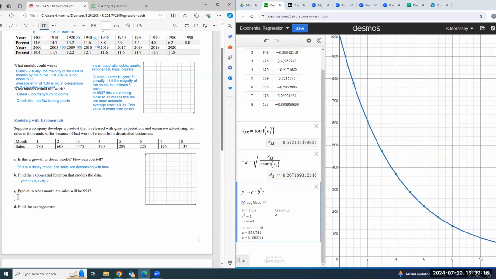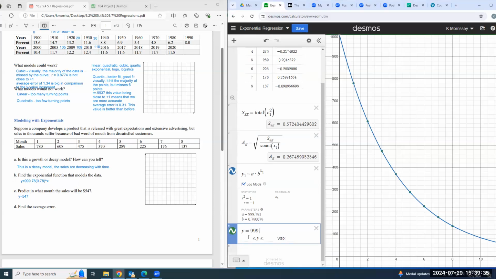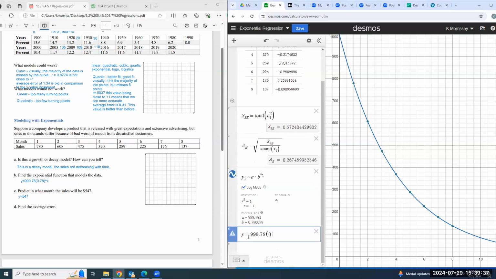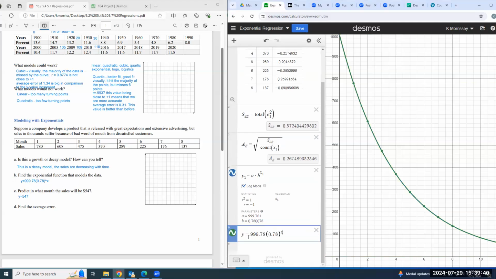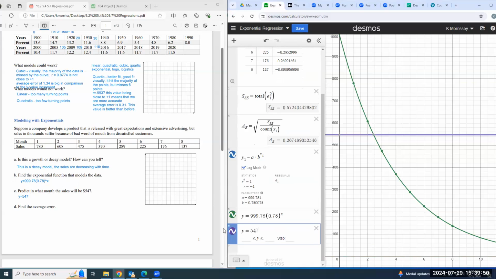Then it says predict in what month sales will be this value. So we know that Y is equal to 547. We also know that with your equation from above, that's going to go into another sign. So first thing we're going to do is type in your equation that we have from before, raised to the X. So there you're going to see the exact same line. We're also going to enter in y equals 547, and where they intersect is going to be your solution.